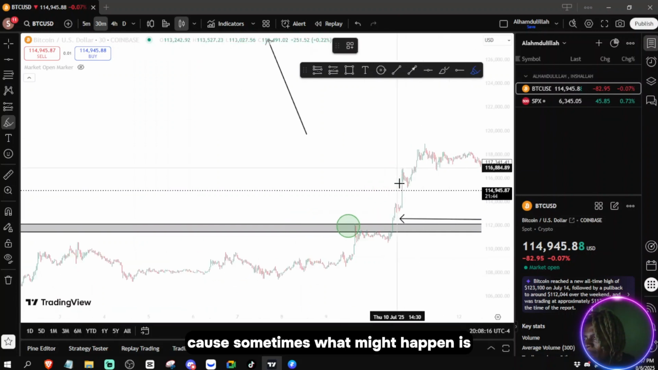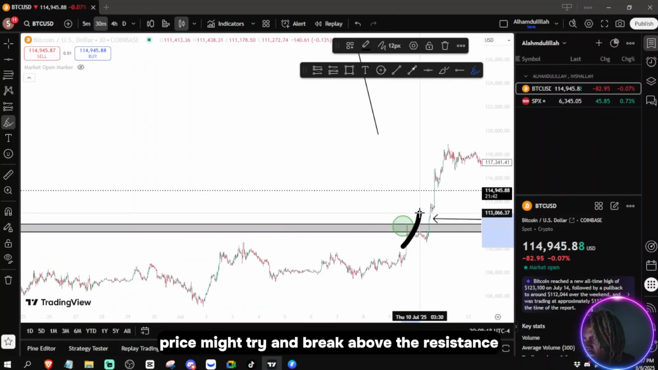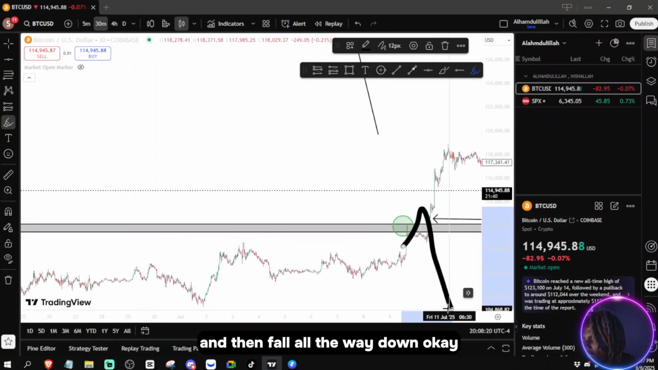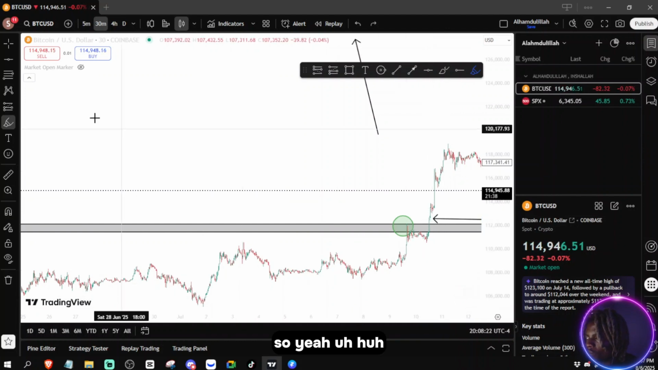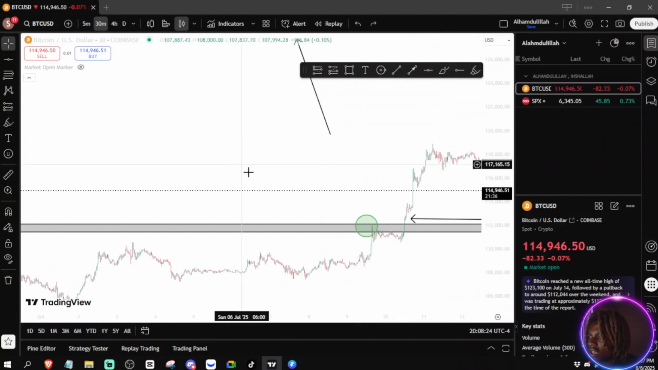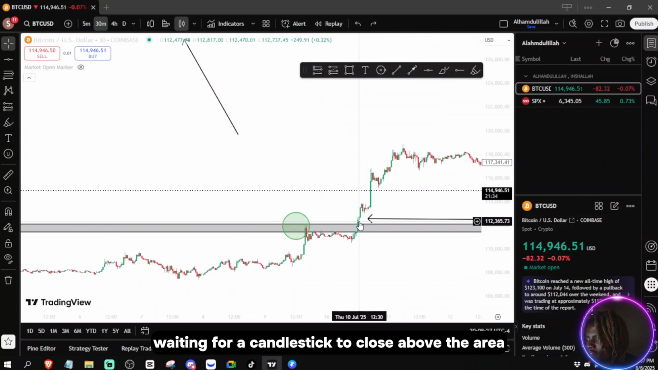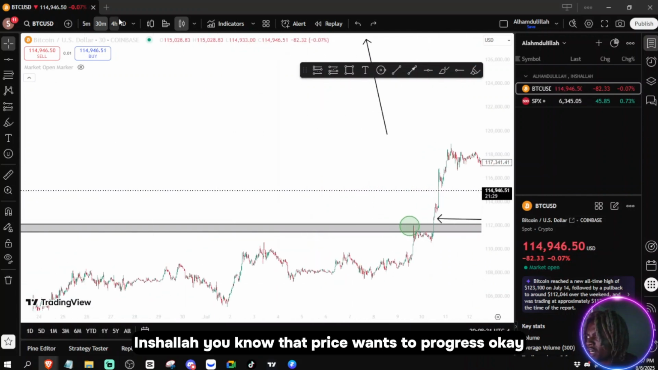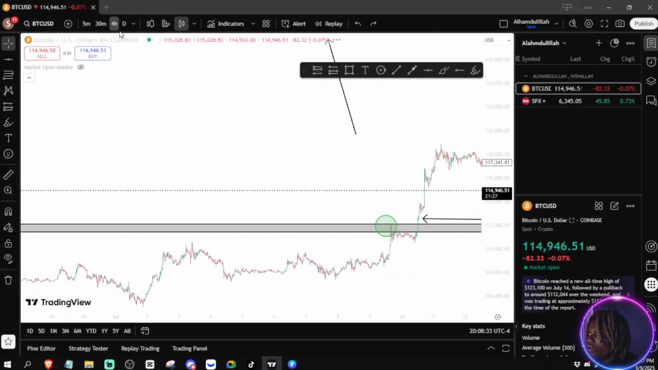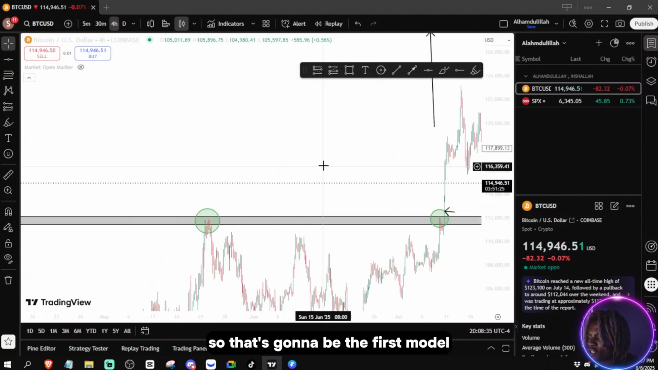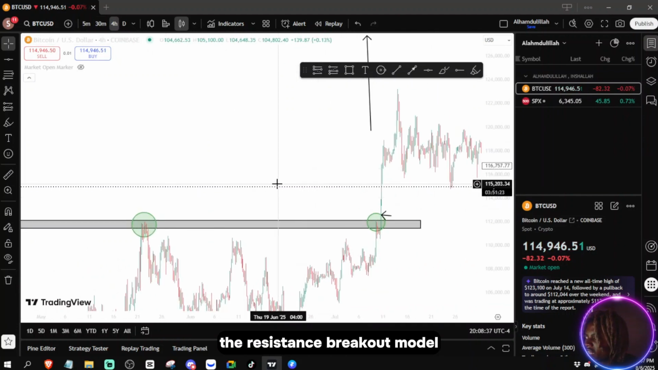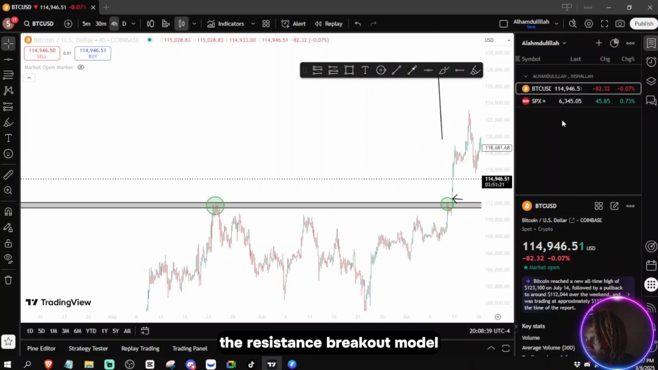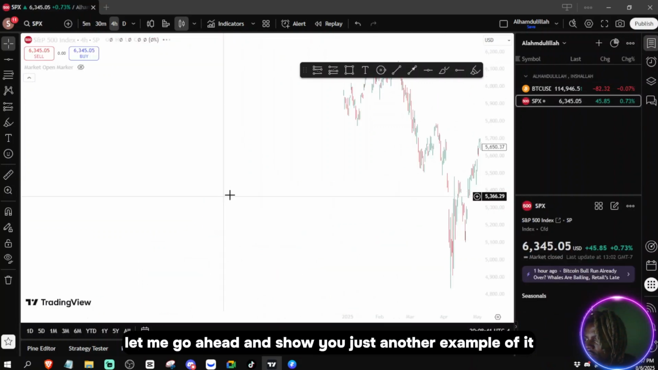Because sometimes what might happen is price might try to break above the resistance and then fall all the way down. So when you're waiting for a candlestick to close above the area, inshallah, you know that price wants to progress. So that's going to be the first model we're going to be talking about today, the resistance breakout model. Let me go ahead and show you just another example of it here.